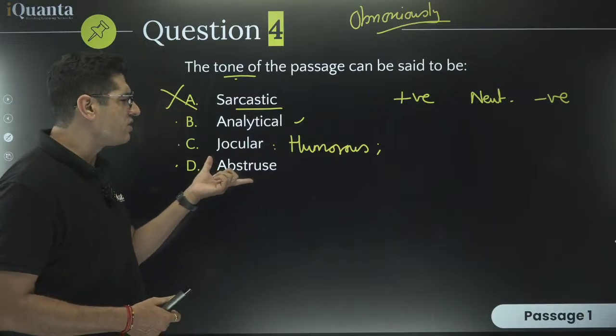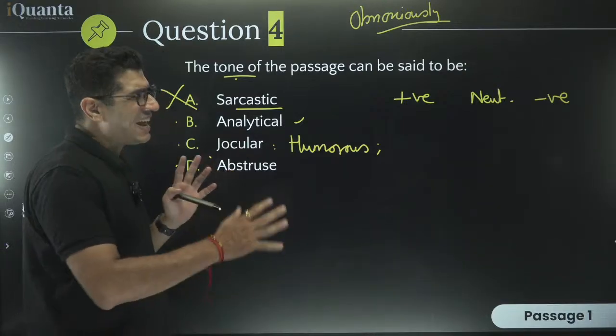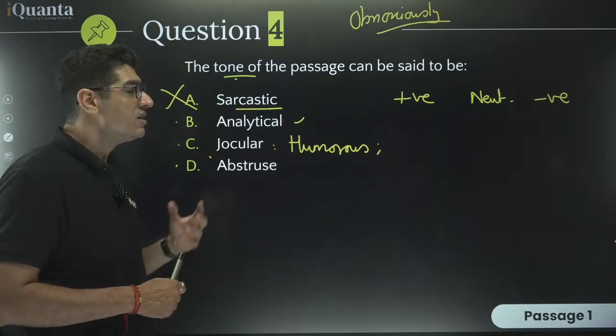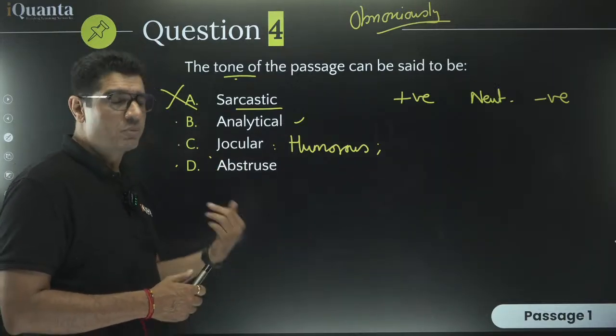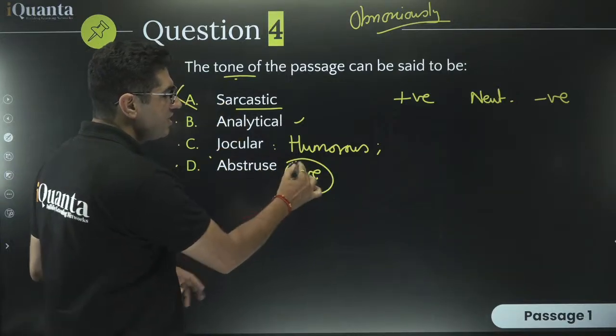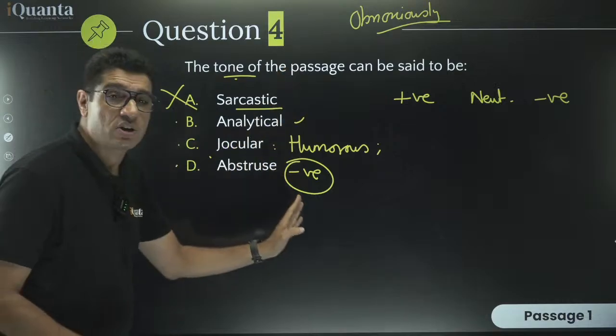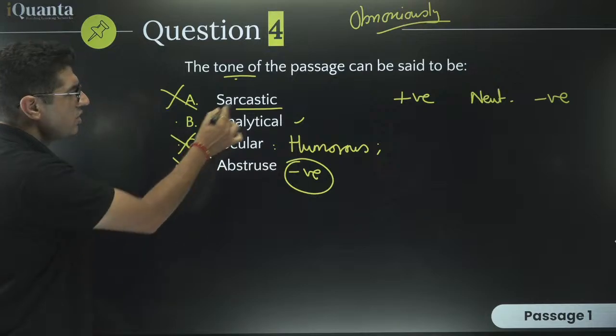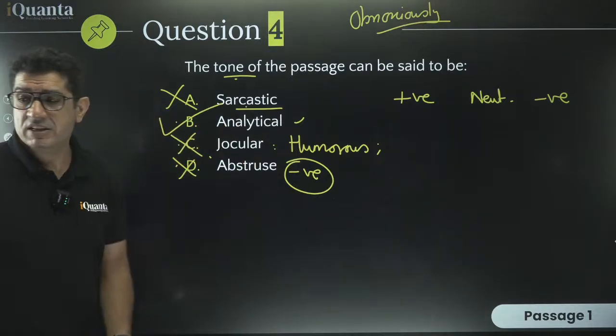So was the passage difficult to understand? I'd say as passages go, not really. The language was not that challenging. The words were not that low frequency, and even otherwise, abstruse makes it negative. We definitely know that the author's tone is not negative, and therefore even this gets ruled out. Was he humorous? No. Was he sarcastic? No. So we are left with analytical.